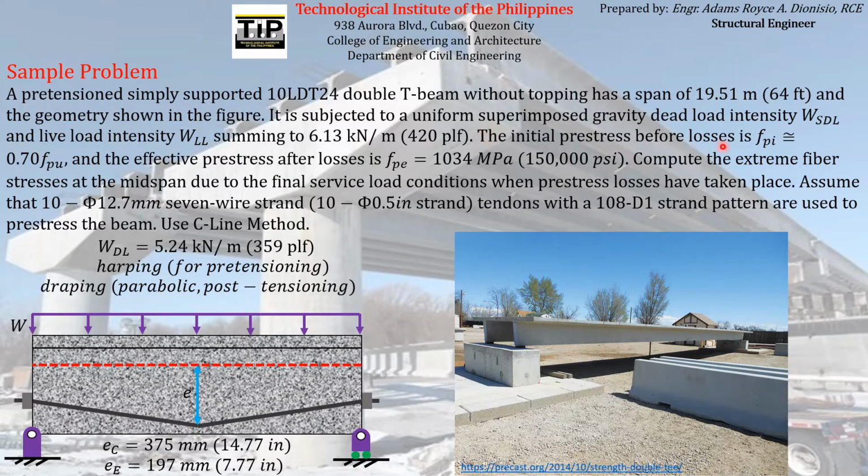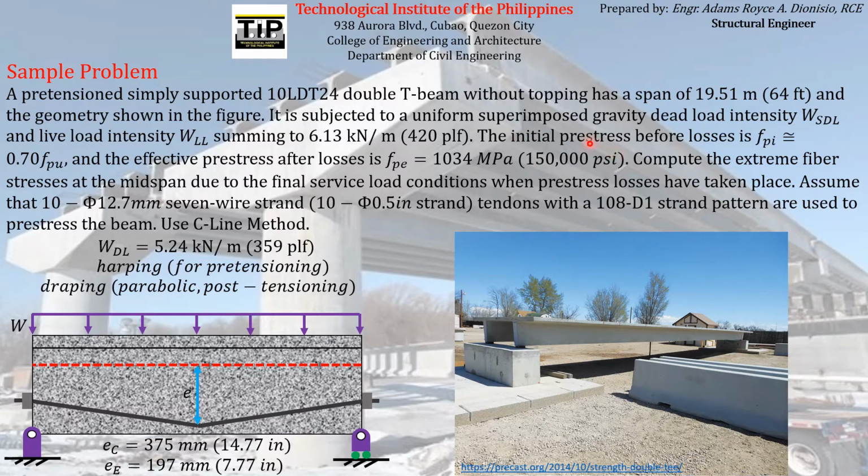So the initial stress before losses is equal to 70% of the ultimate strength of the pre-stressing reinforcement. And then we all know that after that pre-stress force is transferred to the concrete element, the pre-stressing reinforcement will experience what we call pre-stress losses and will have a reduced pre-stressing force or pre-stressing stress, equal to the effective pre-stress after the losses have occurred, which will be equal to 1034 megapascal according to the problem itself.